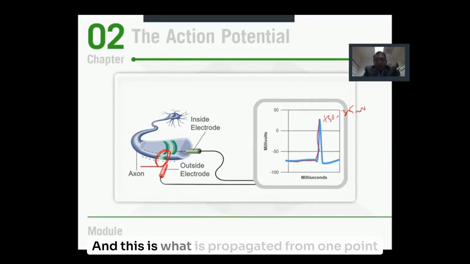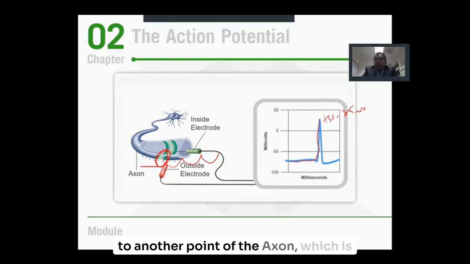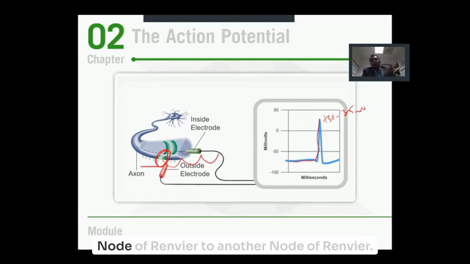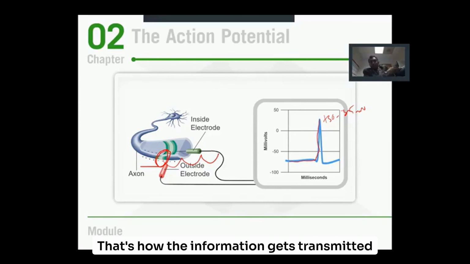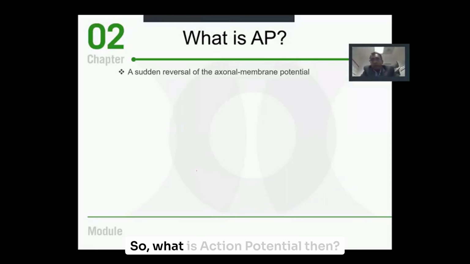And this is what is propagated from one point to another point of the axon, which is usually from one node of Ranvier to another node of Ranvier. And that's how the information gets transmitted in the form of sudden reversals of potential. So what is action potential then?